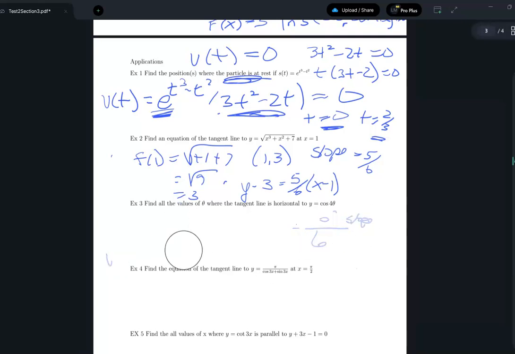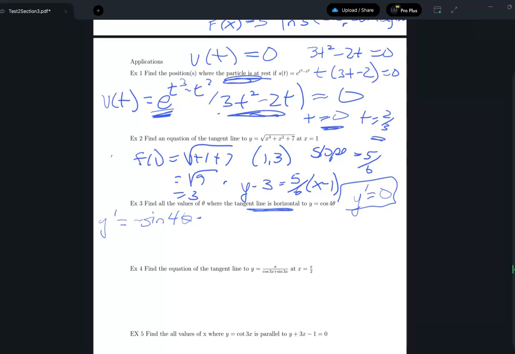So find the angles theta where the tangent line is horizontal. So you know that means where the derivative is equal to 0. So that's going to happen a lot. So let's take the derivative. So y prime will give us a negative sign, carry along the angle, times the derivative of the angle, and I'm going to set that equal to 0.